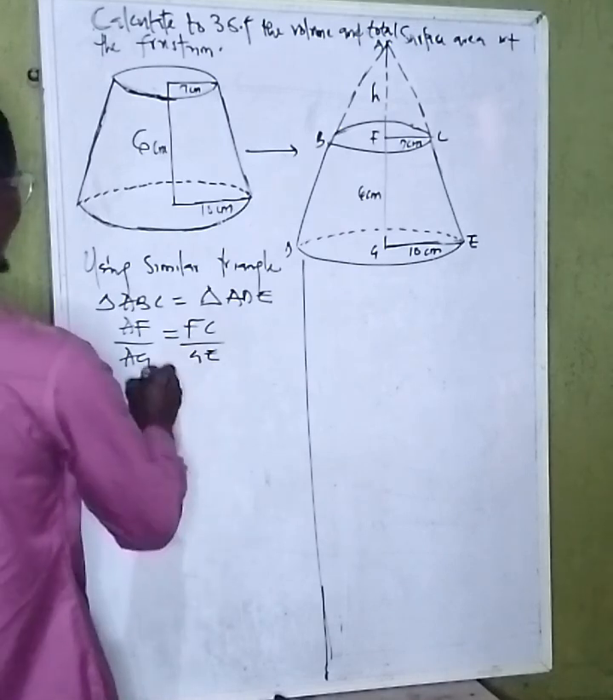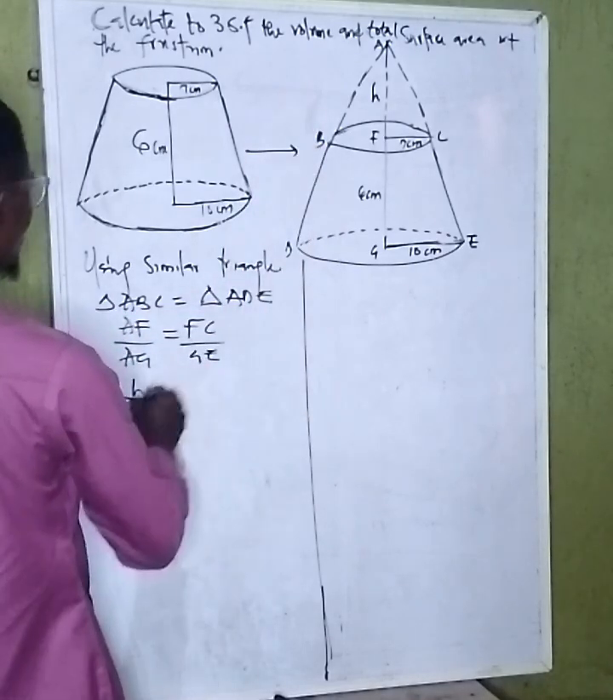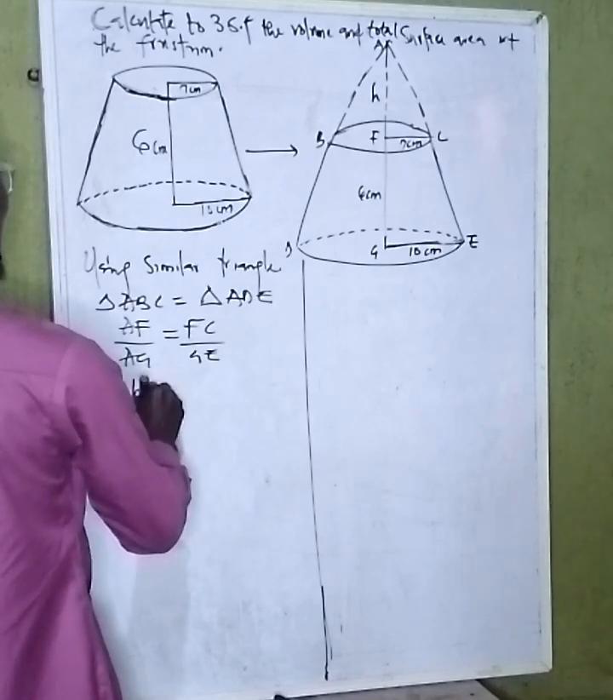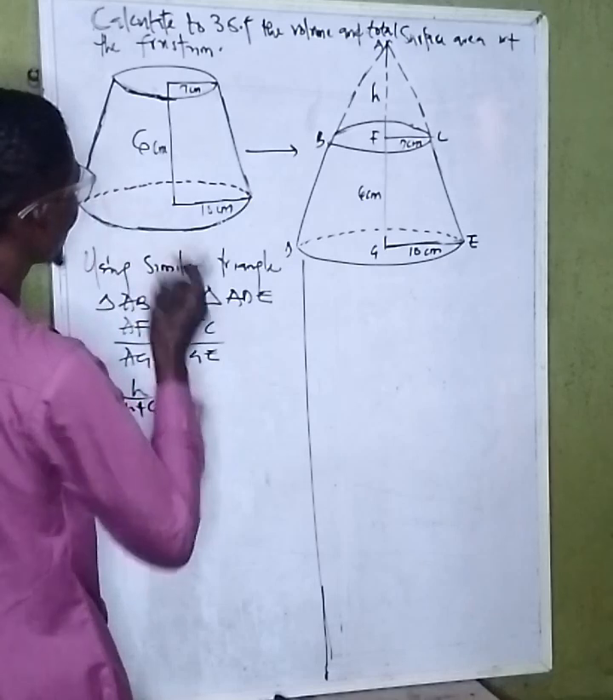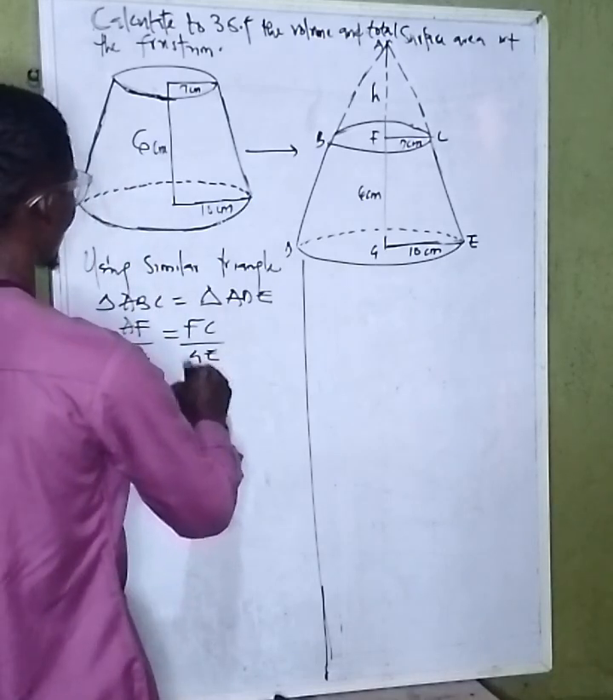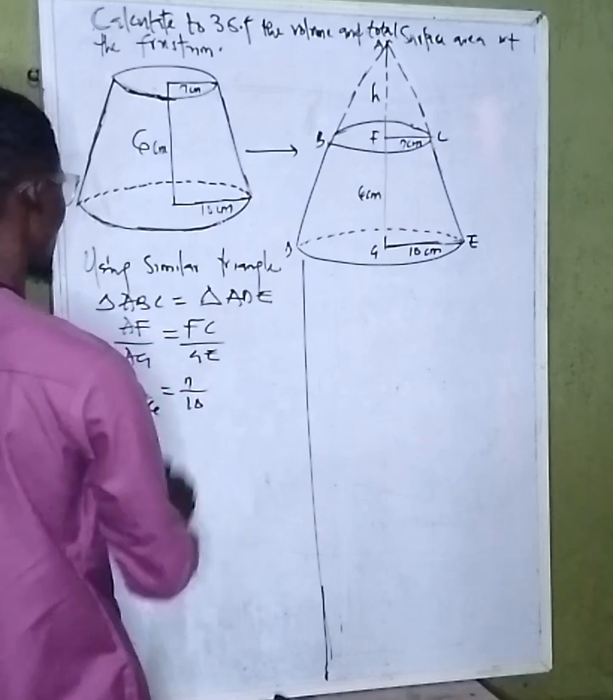Now our AF is H, over our AG. Our AG is H plus 6, which is equal to our FC, which is 7, over GE, which is 10. Now let's try and cross multiply.